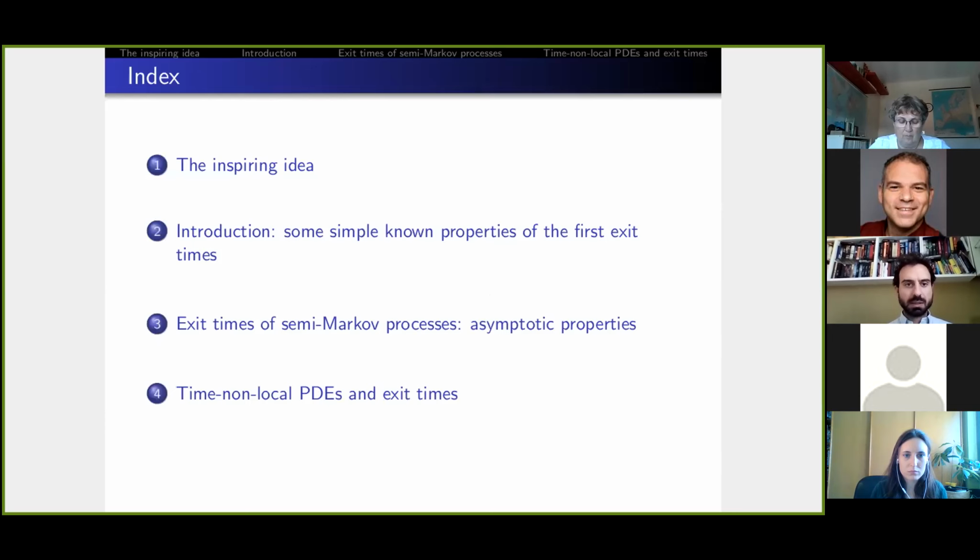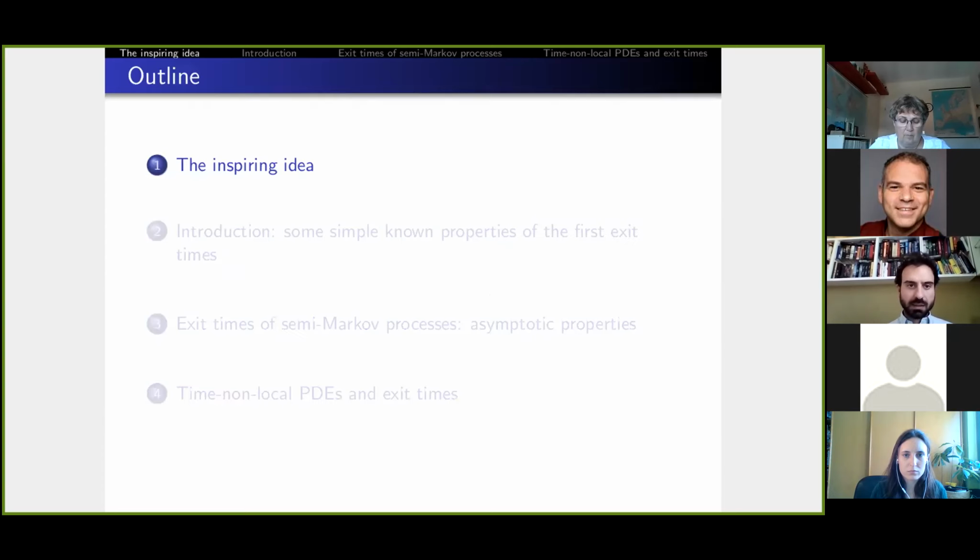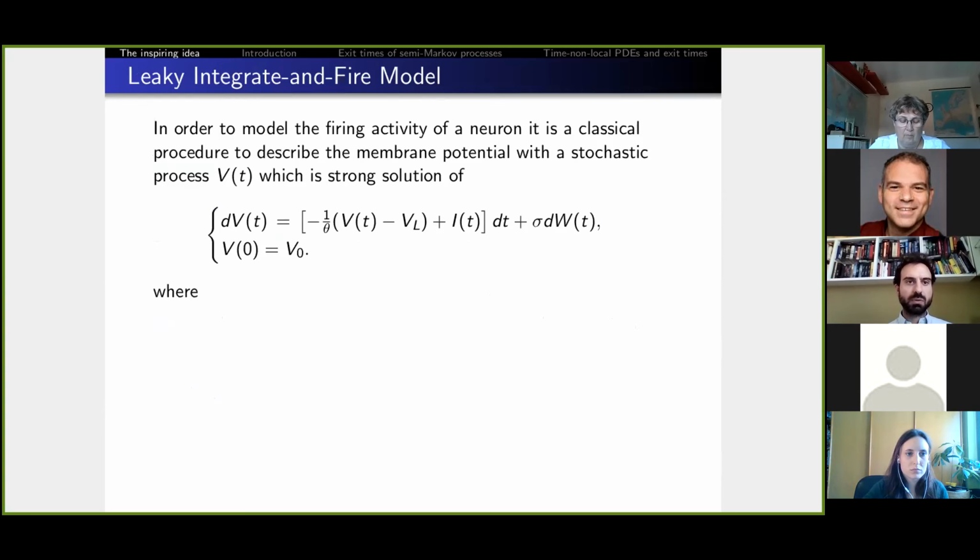The point is, what I work on is concerned with first passage times of random processes, and therefore this probably reminds you of the possibility to study and to use first passage times of random processes in the context of the leaky integrate-and-fire model. So this is a very easy approach to mathematical modeling in neuroscience.